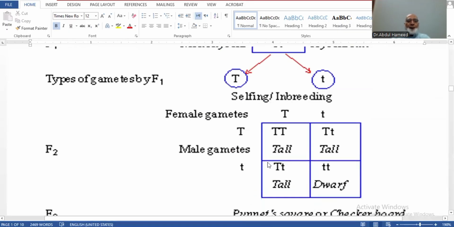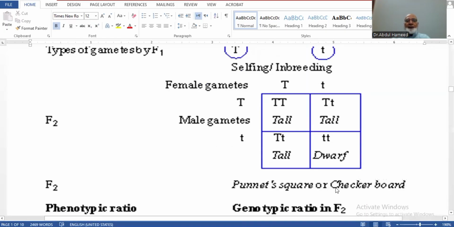So this is the Punnett square. We have the female gametes, capital T, small t, and male gametes, capital T, small t. It may be reciprocal one. F2 generation in these squares has the genotype of F2. Capital T capital T, tall; capital T, small t, phenotype will be tall; capital T, small t, phenotype will be tall; and small t small t, the phenotype is dwarf. So Punnett square is a checkerboard, a very easy method to give us the visual prediction of a particular cross.